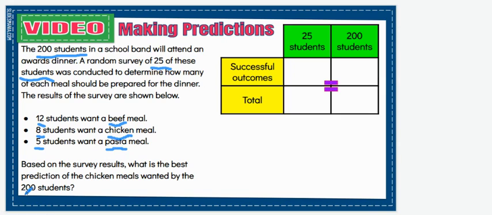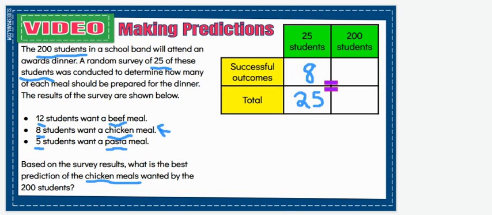Okay, so it says, what is the best prediction of the chicken meals? So we want to start there. We want chicken. So the first thing I know is that I've got chicken here at 8. So we have 8 successful outcomes of chicken out of those 25 students that were surveyed.